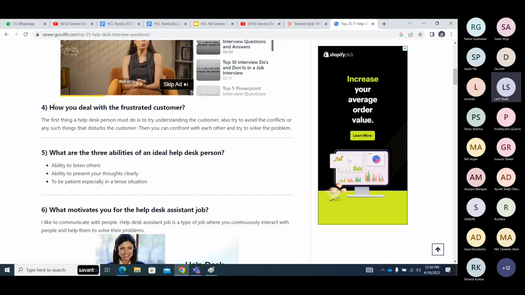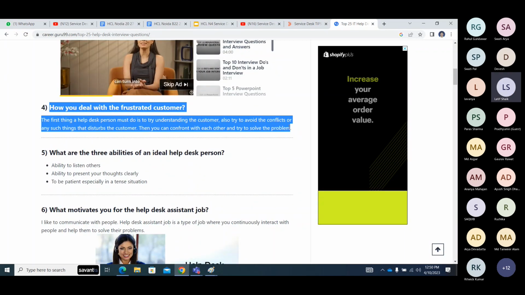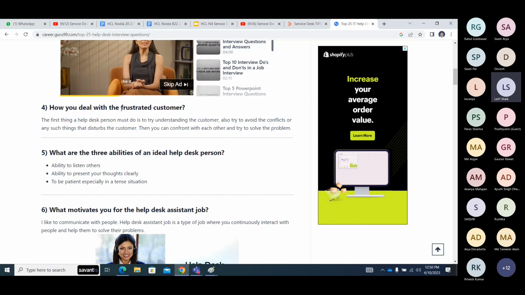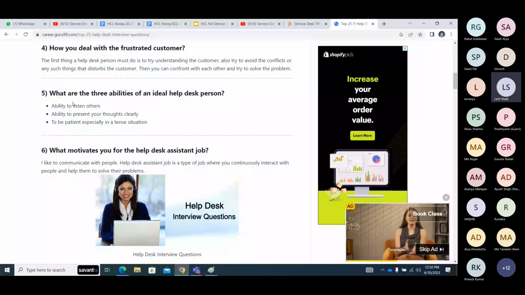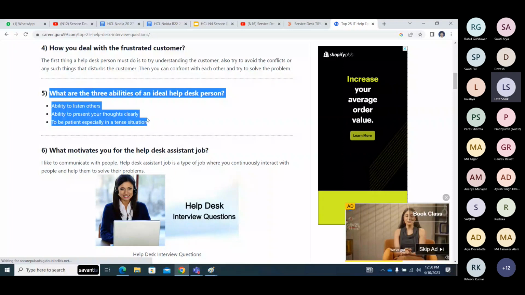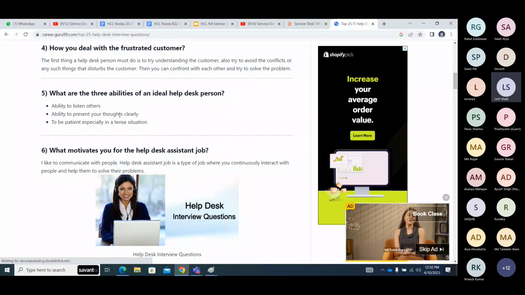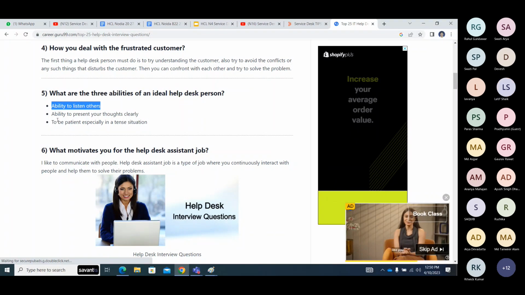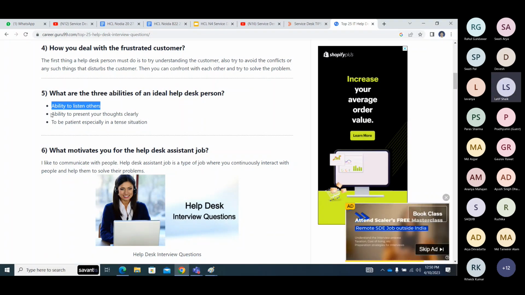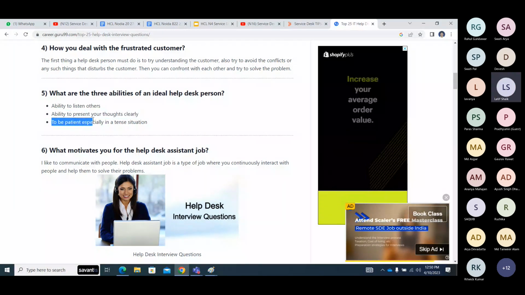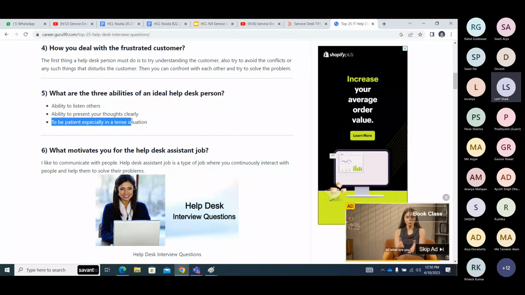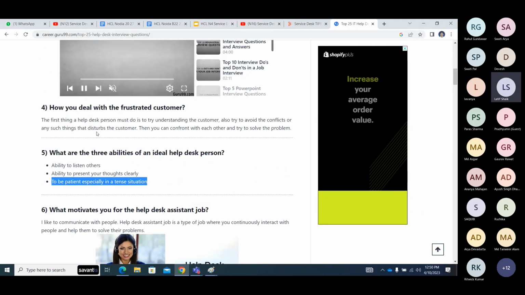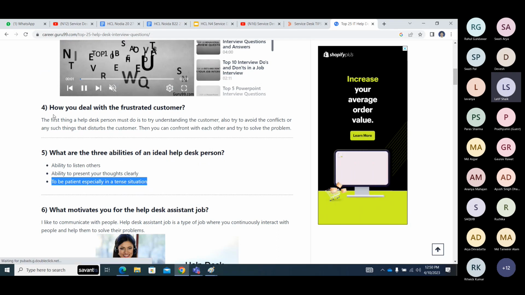This is another important question, guys: how to deal with a frustrated or angry customer. What are the three abilities of an ideal service desk person? Ability to listen to others. Ability to present your thoughts clearly. Ability to be patient, especially in a tense situation. So it's a basic category.